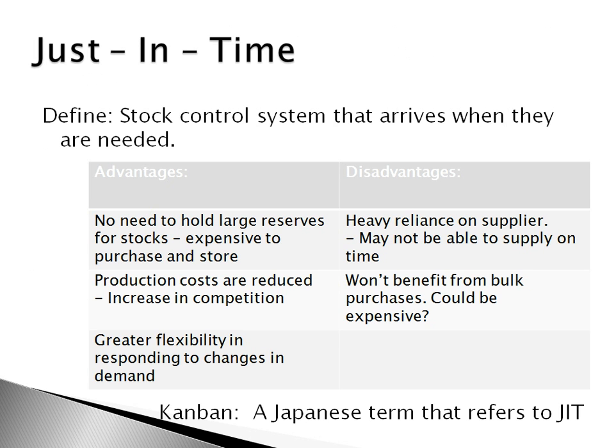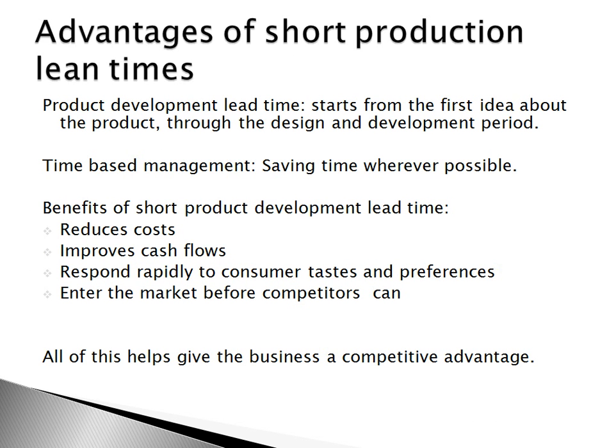It's commonly seen in places such as car factories, where individually specified vehicles move down the production line. So it means that all output will generate sales revenue, and costs, again, are minimized. Advantages of short production lead times.